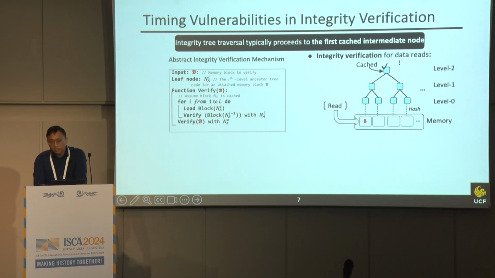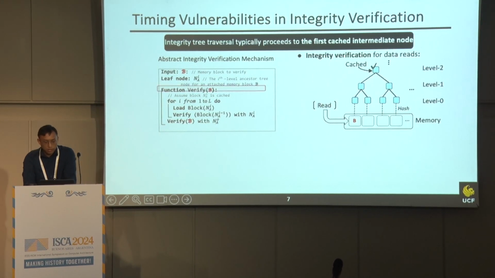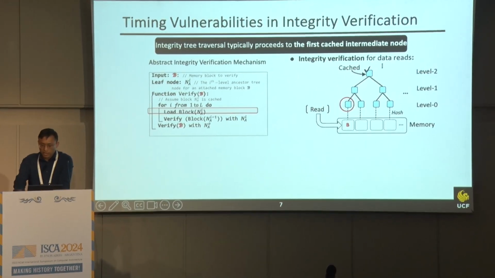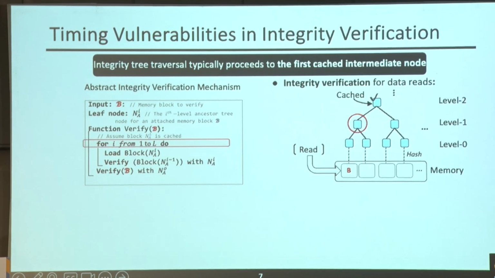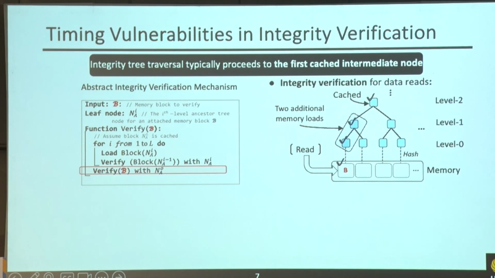It depends on which levels of this ancestor node are cached. The verification paths can have different latencies. In this first case, we assume that the level 2 ancestor node is cached on chip. Then essentially, to verify this block B, we need to first verify its direct parent node in this tree. And because it's not cached, we have to verify its parent node to verify this node itself. Eventually we reach the cached intermediate node, which can be used for verification. So as we can see here, at the end of this verification, we have to issue 2 additional memory reads that are used in this traversal path of the tree.